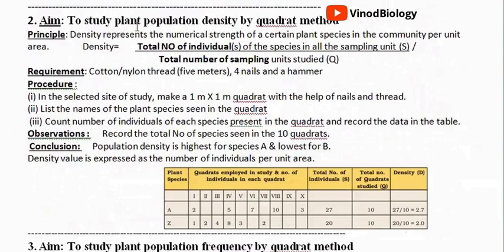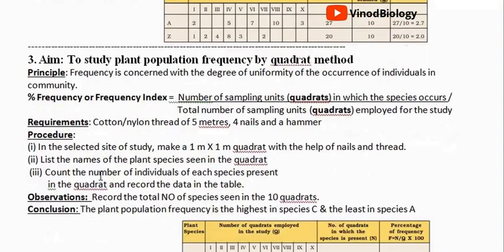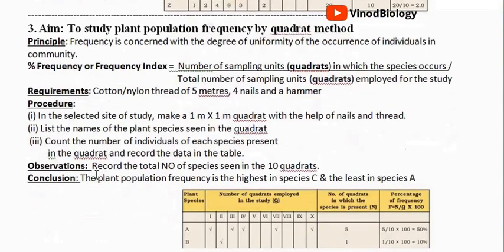Next is the minor experiment: to study the plant population density by quadrat method, or frequency by quadrat method, anyone can be there. For this, the principle is compulsory, 1 mark, requirements 2nd mark, procedure 3rd mark, observation and conclusion 4th mark. So this is very important. This is the notes.